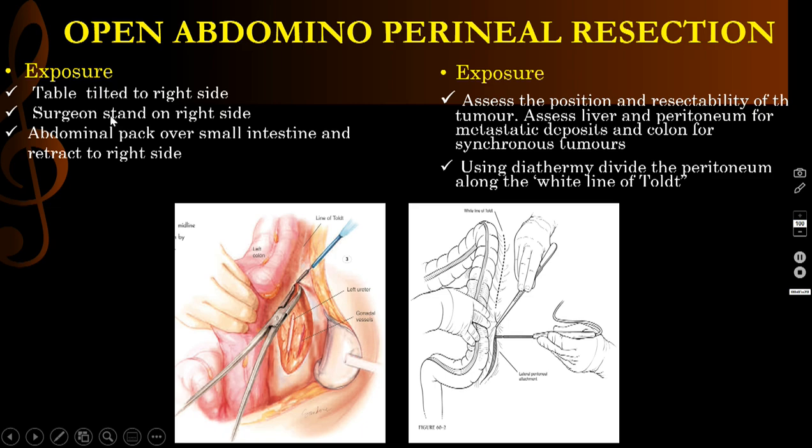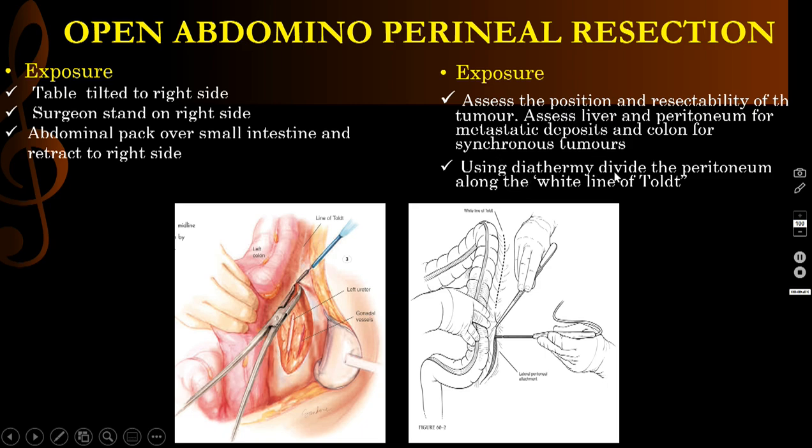Exposure: the table should be tilted to the right side. Surgeon should stand on the right side. Abdominal pad should be put over the small intestine, and the whole small intestine should be retracted to the right side. Then after the laparotomy, you have to assess the position and resectability of the tumor in the rectum. You have to also assess the liver and peritoneum for metastatic deposits and the colon for synchronous tumors. All these things you have to palpate and you have to rule out.